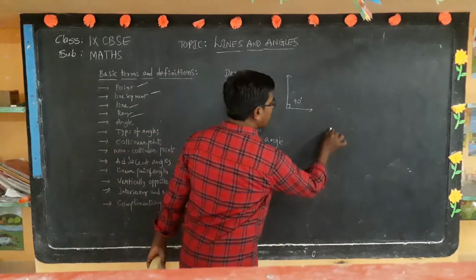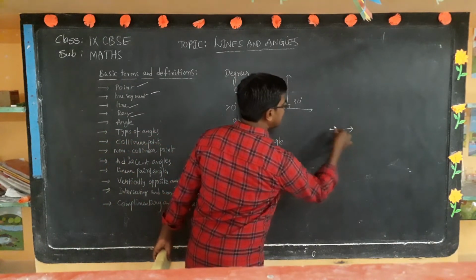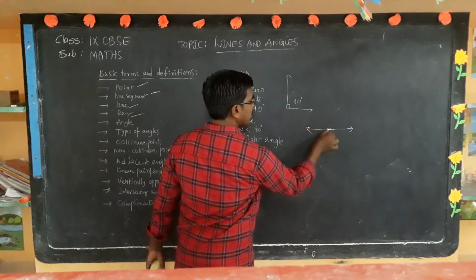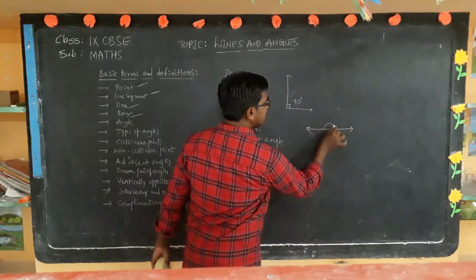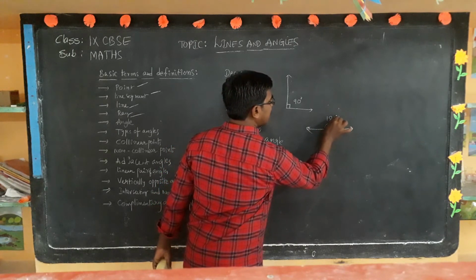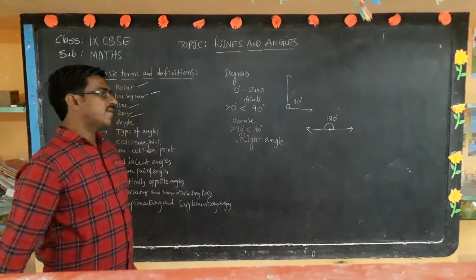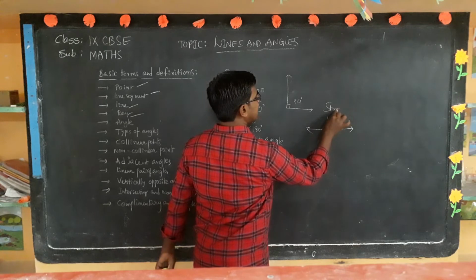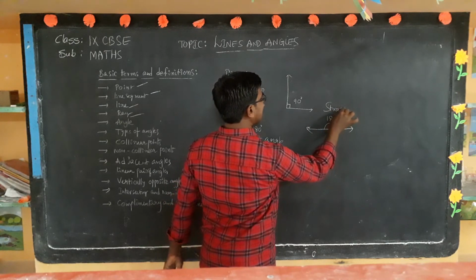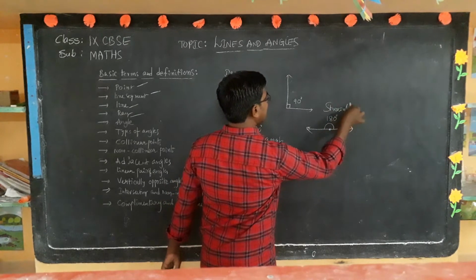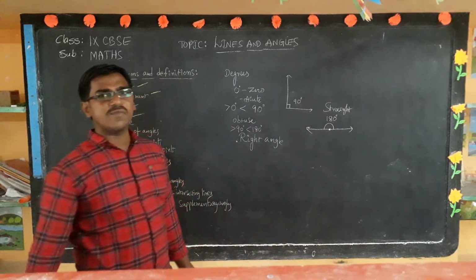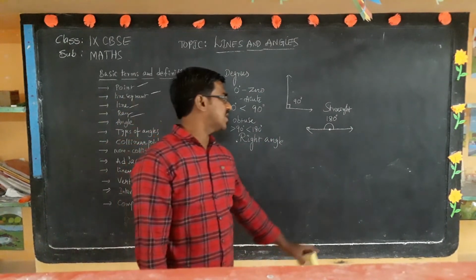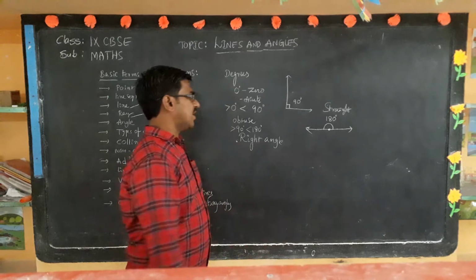Both rays are formed opposite to each other. So then here an angle will form. The measure of this angle is 180 degrees. If the measure of an angle is 180 degrees, it is known as a straight angle.